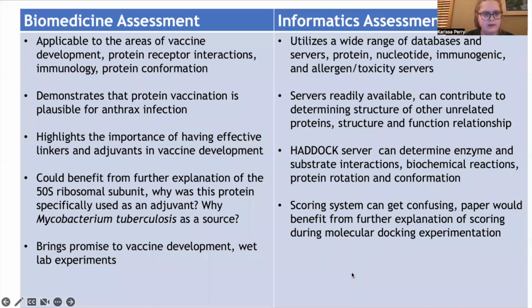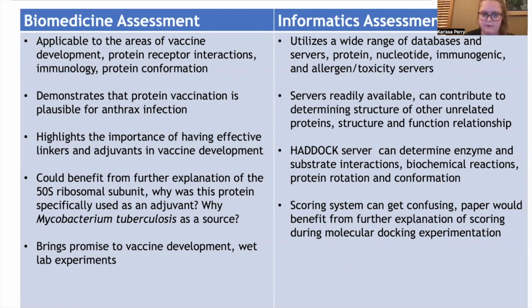So biomedicine assessment, it's applicable to the areas of vaccine development, protein receptor interactions, protein conformation, immunology. It demonstrates that protein vaccination is a plausible technique for anthrax infection. It also highlights the importance of having effective linkers and adjuvants.